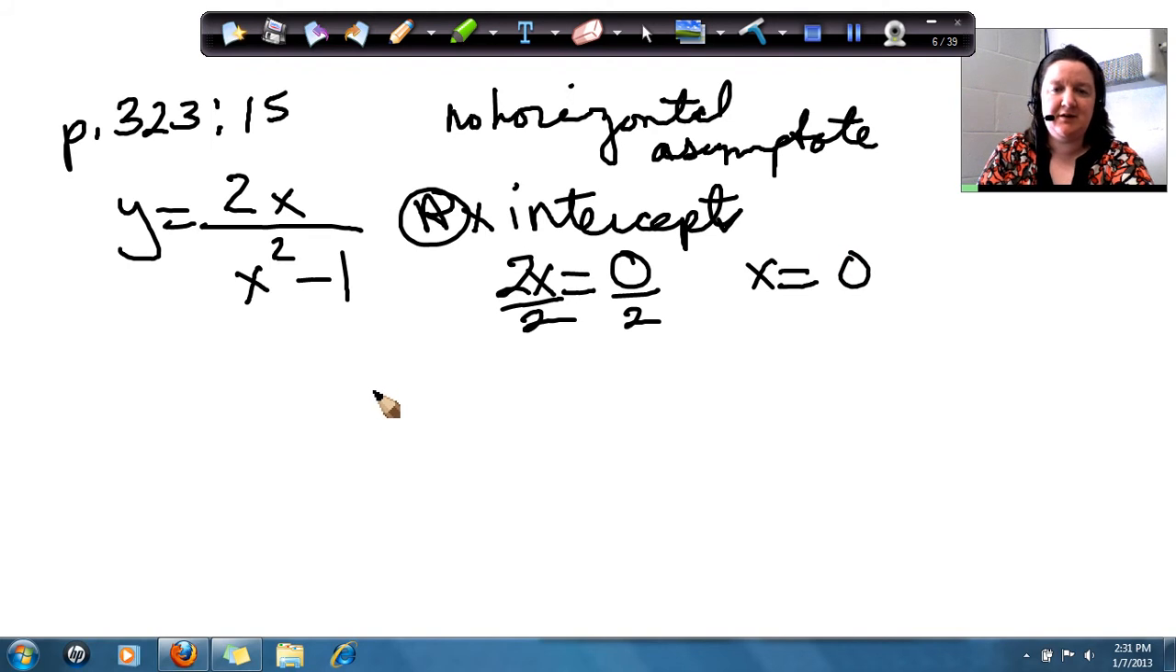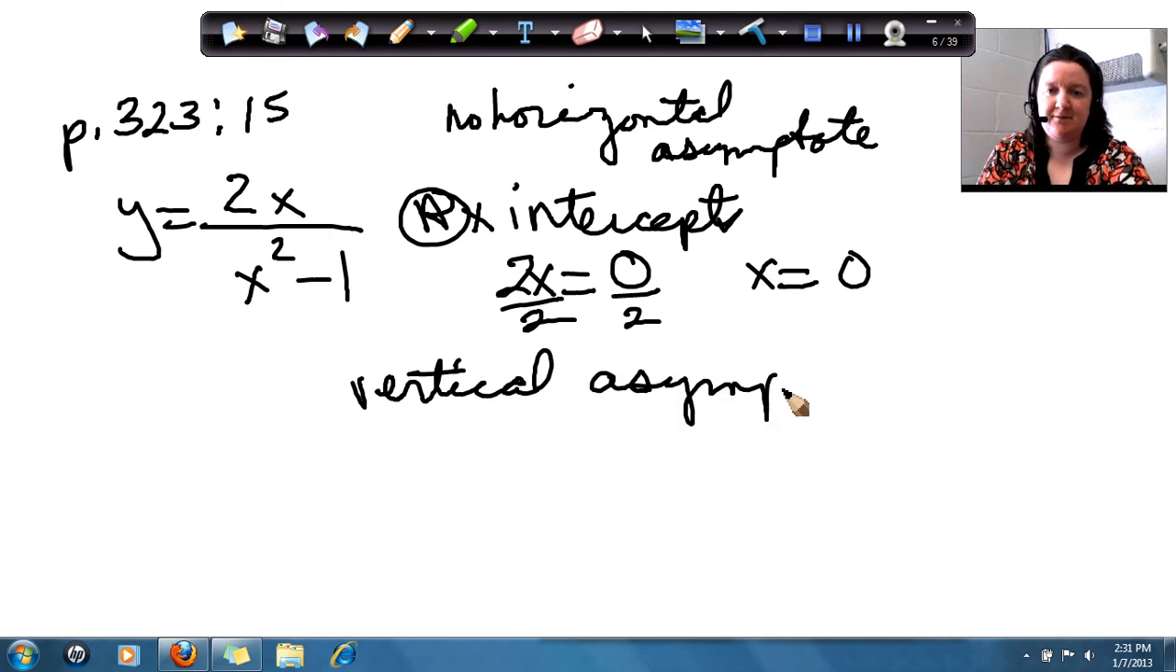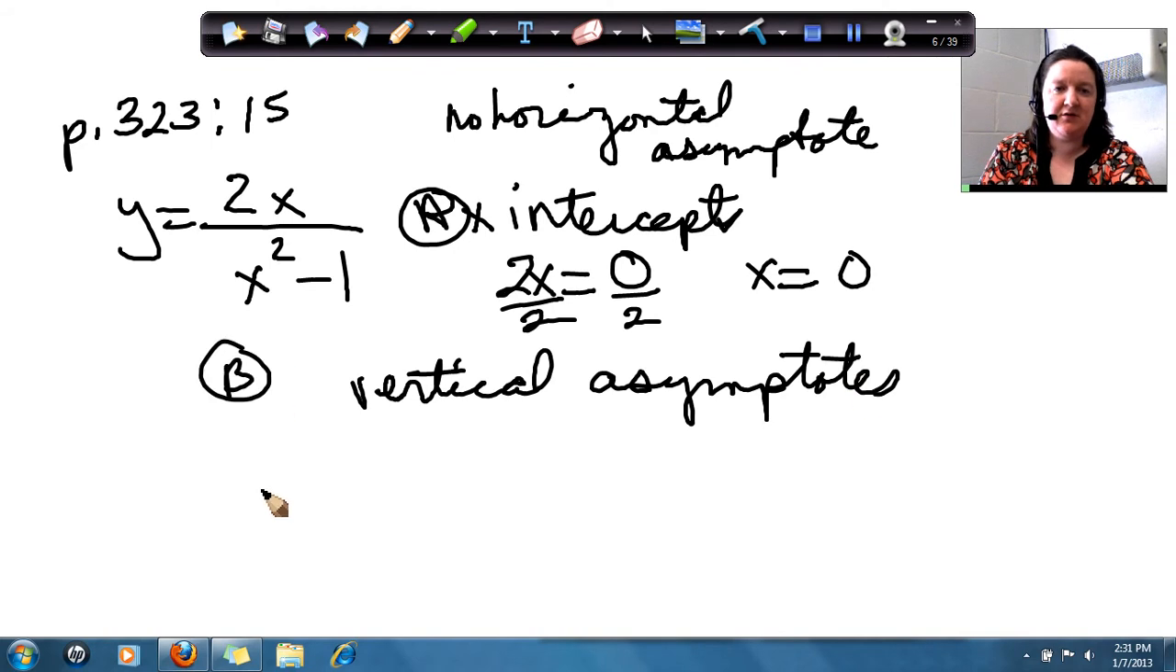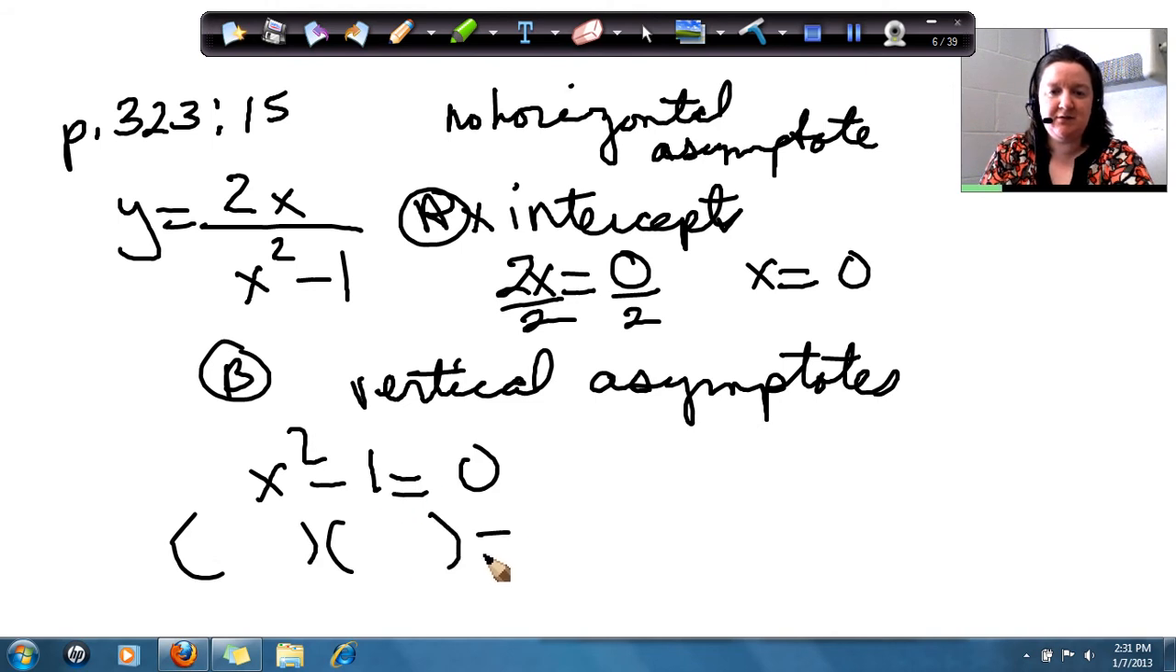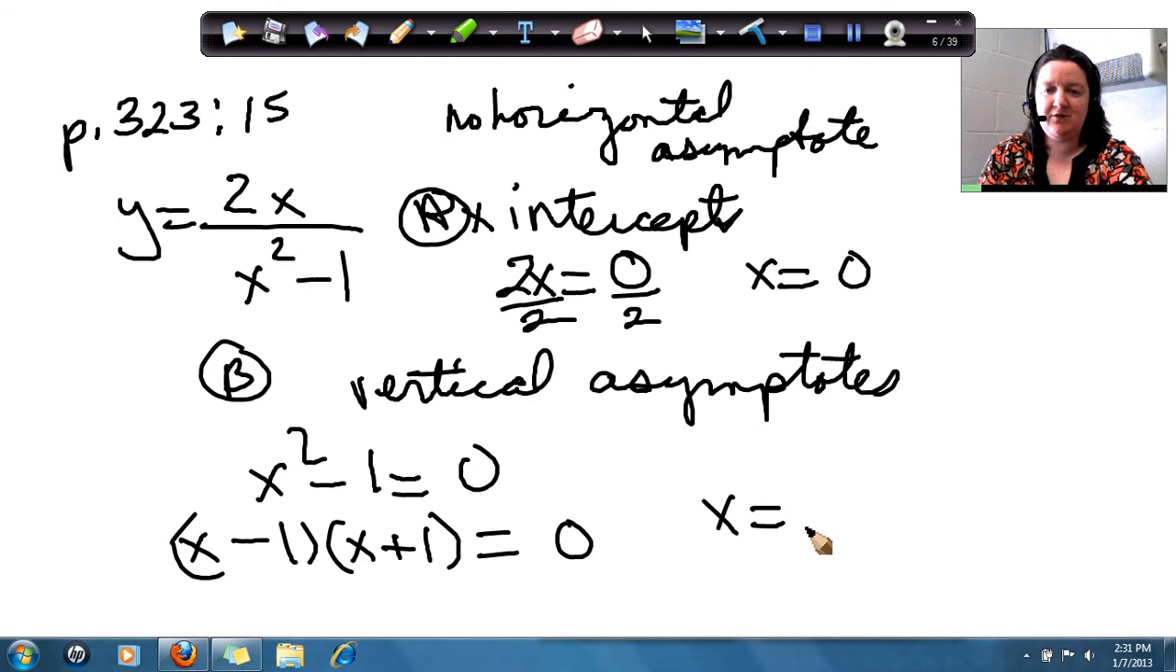And if we want to find our vertical asymptotes, we're going to take what's on the bottom and make it equal to 0. So if I take x squared minus 1 equals 0, I need to think about what multiplies together to give me x squared. That would be x and x, minus 1 and plus 1. So if I find the roots of that, I'm going to have x equal to 1 and negative 1.